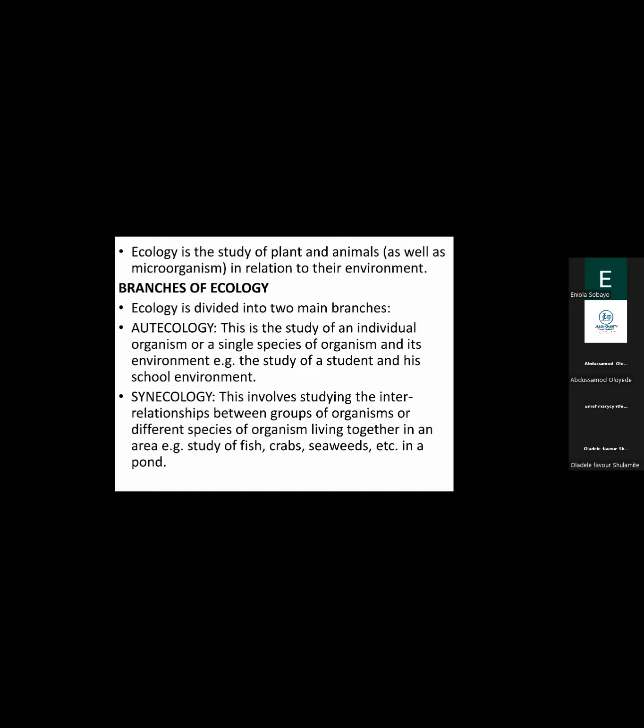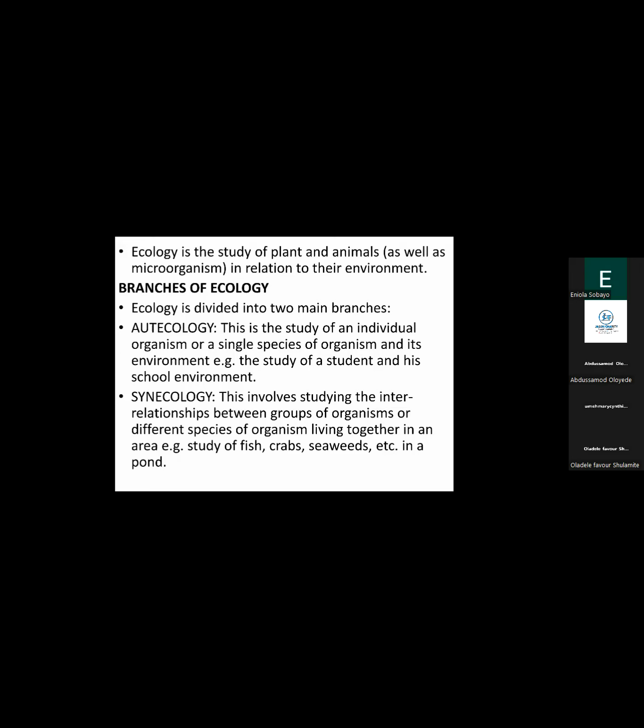Now, ecology is a word that is coined from two Greek words, oikos and logos. Oikos means environment, while logos means study. So oikos and logos coming together gives the word ecology, which refers to the study of our environment.